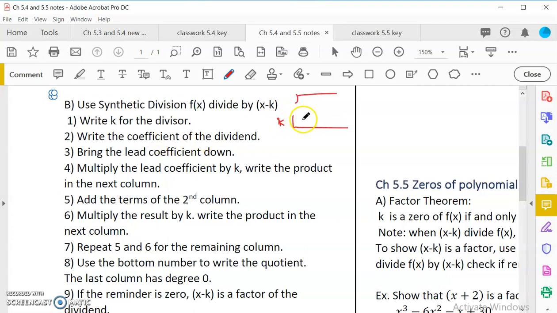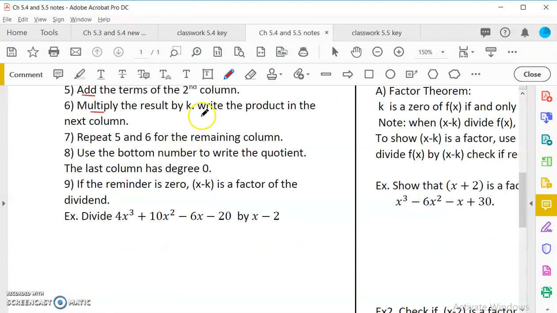And then you would write the coefficients of the dividend. So again, you leave out all the x to the something. You just write the coefficients separated by space. And then the first step is you bring the leading coefficient down. So if there is a leading coefficient a_n here, you bring it down here. And then you would start to do the multiplying. Multiply, add, multiply, add. Okay, so that's actually the process.